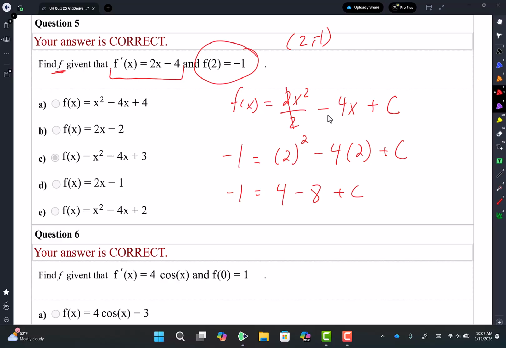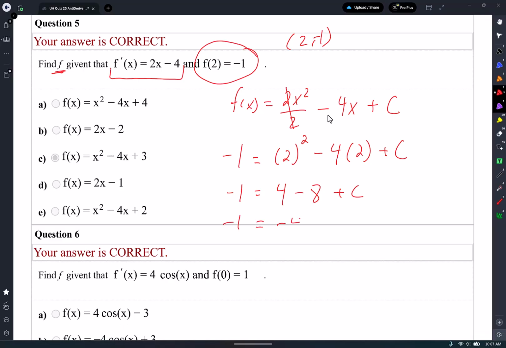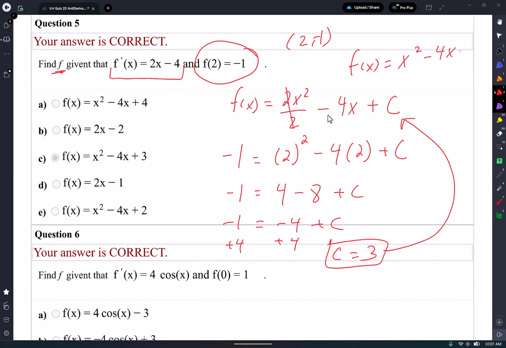What's the difference between 4 and 8? Negative 4 plus c. And then what do I do with that negative 4? Plus 4 on both sides. So now I get positive 3. Now that I know that c is 3, plug it back into the original. So my f of x equals x squared minus 4x plus 3.